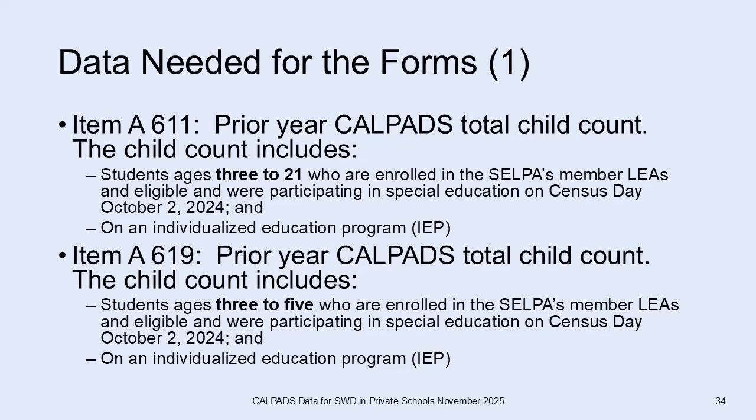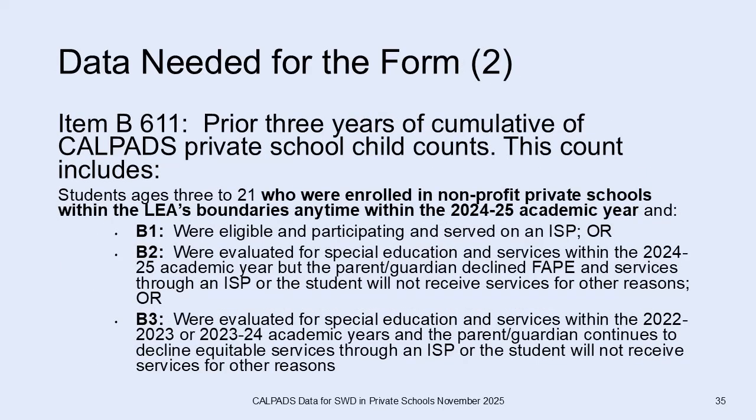For 619, it's the same thing. It's a census day count, but in this case, it's ages 3 to 5, and they were on an IEP on census day. They were eligible and participating. So that's what you need for item A. It's the total child count. All right, now item B, that's where it gets a little complicated. What you're putting in item B is your private school students with disabilities child count.